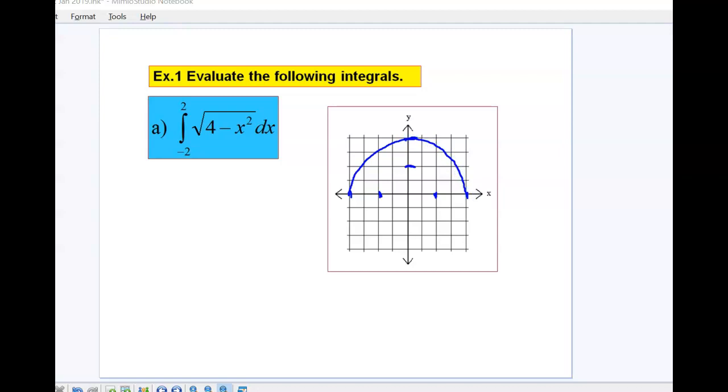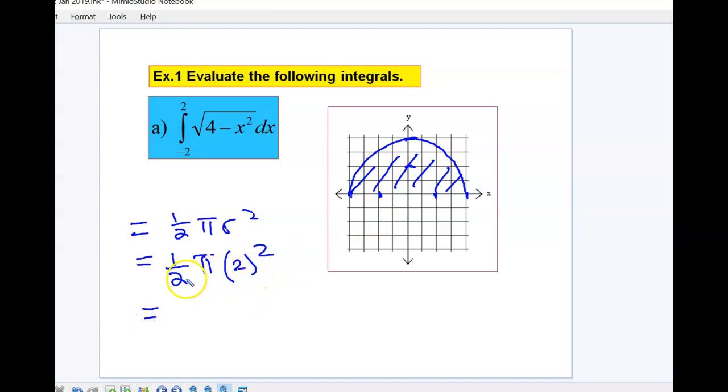So now to find the integral, we have to calculate the area of this semicircle. The area is going to be 1/2 pi times the radius squared. The radius is 2 squared, so this is 4 times a half. So this final answer would be 2 pi. So the integral from -2 to 2 of the square root of 4 minus x squared equals 2 pi.